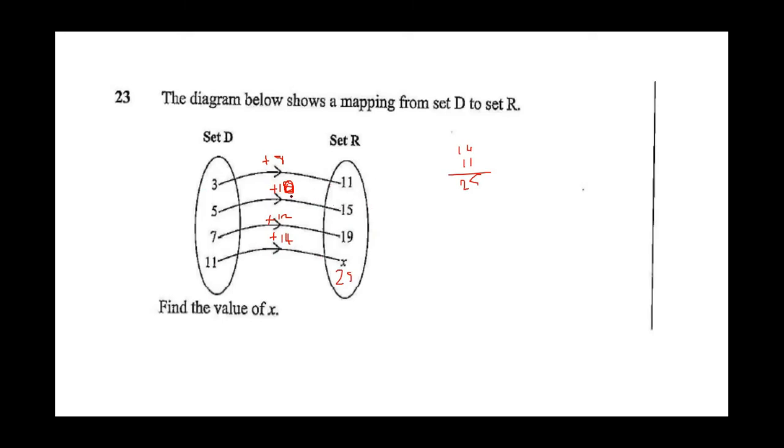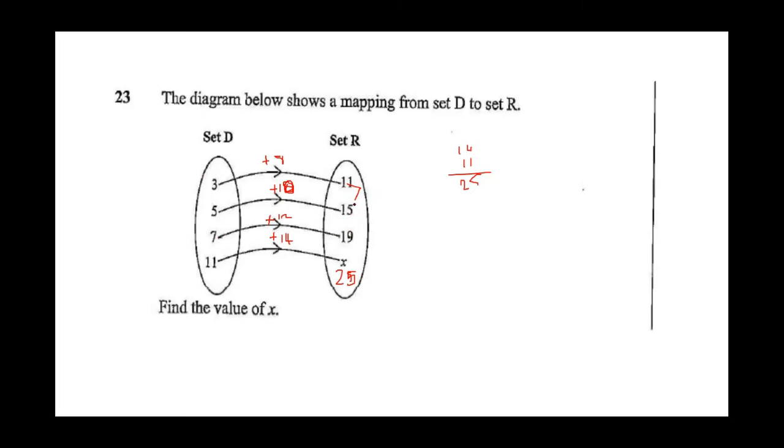So there's a pattern here. How about here? From 11, they added 4. So 11 plus 4 gave us 15. 15 plus 4 gave us 19. So this is 25. Yeah, so that is the pattern they are following. So here they are adding 2, 2, 2, 2. Also here 2, 2, 2, 2. But here it is different.